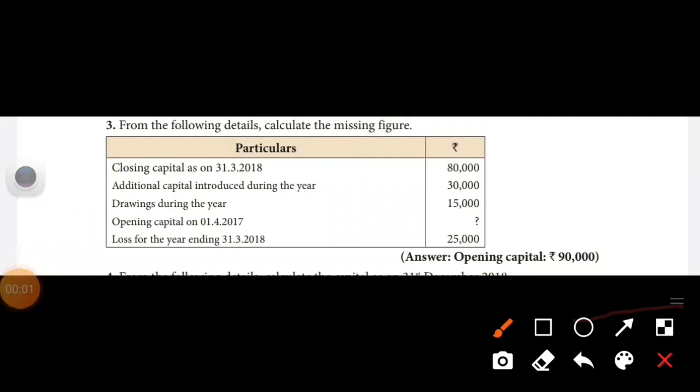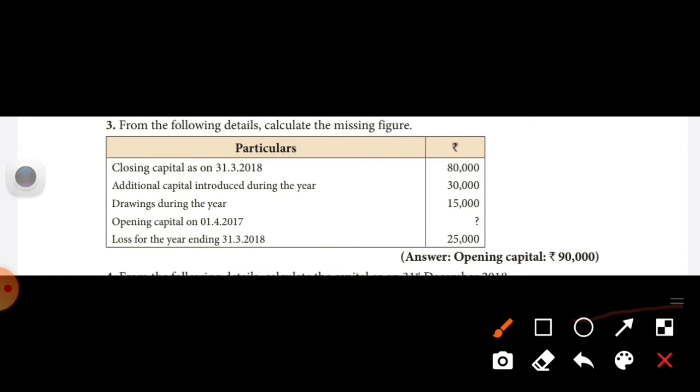Problem number 3. From the following details, calculate the missing figure. So this kind of problem will ask you to find something which is asked as a missing figure. So let us read the problem.